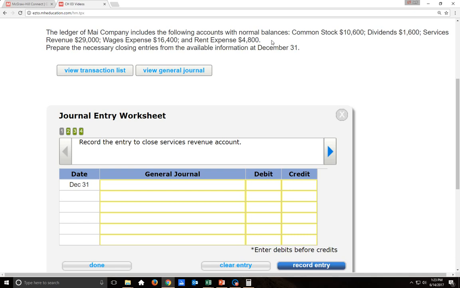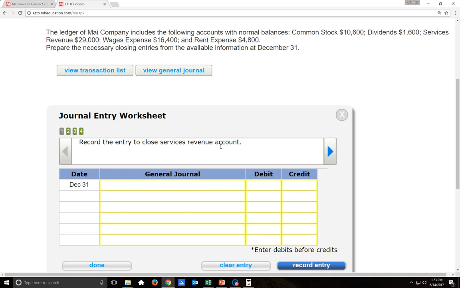The first closing entry, as it says here in the prompt, record the entry to close the service revenue account. So remember, we're going to close out the revenue account balance, and it's getting closed to which account? Income summary. Hopefully you got that down now. So we're going to close the revenue account out to income summary.